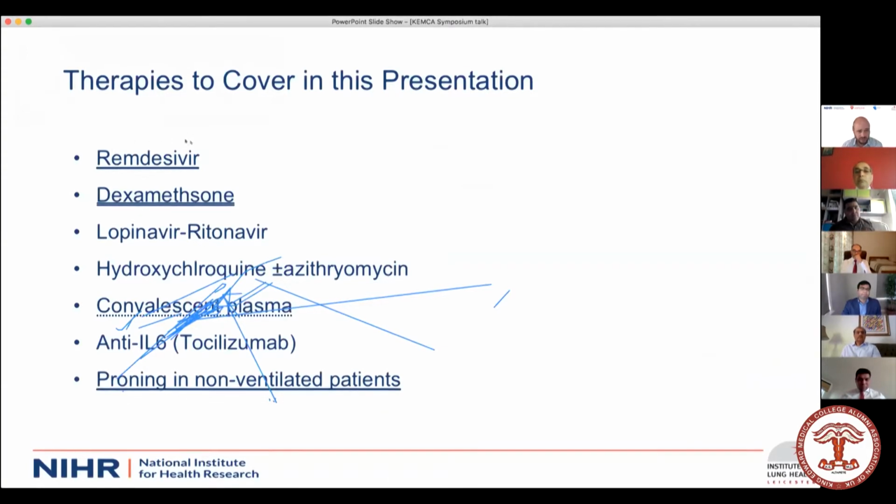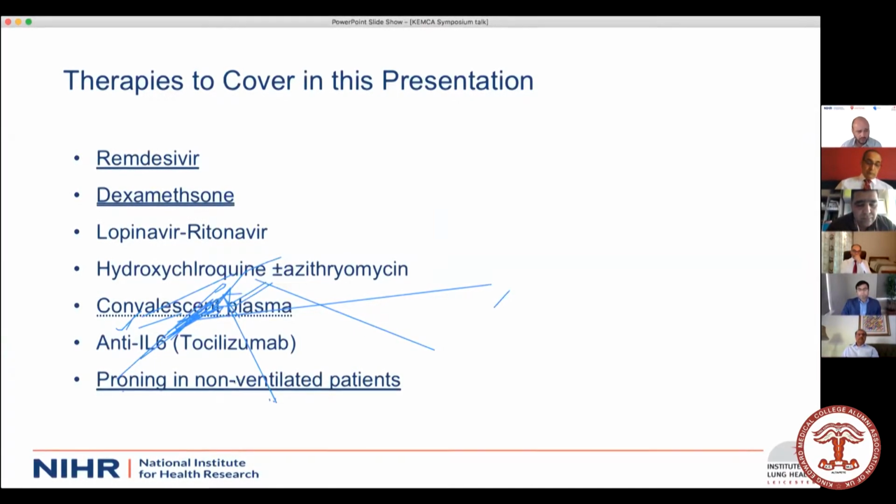Remdesivir, yes, but not got to give this. I think it has some clinical benefit. Dexamethasone, absolutely. Not Lopinavir-Ritonavir or hydroxychloroquine. I think the jury's out on convalescent plasma, and I'm interested to see what that does. I'm yet to see any convincing evidence for tocilizumab, but I'll await other trials and the full peer-reviewed publications.